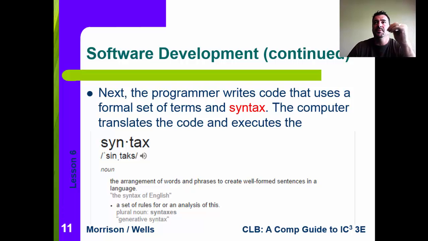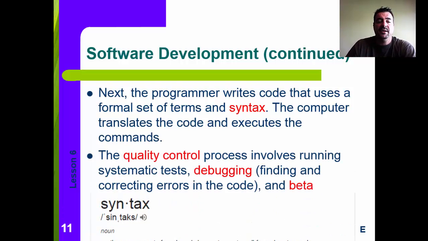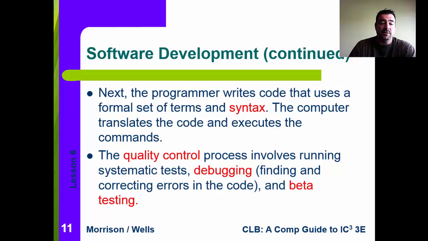If you know what I'm talking about with computer code, it has to be written a certain way. If there's one comma out of place, one dash, or a space that's not supposed to be there, the whole thing will break. There's a whole process of going through that, and we'll talk about that in a second. That's what's really called quality control, when you go through the process of checking everything and making sure everything is running correctly. It involves running systematic tests, and that is simply called debugging. Debugging is finding and correcting errors in code.